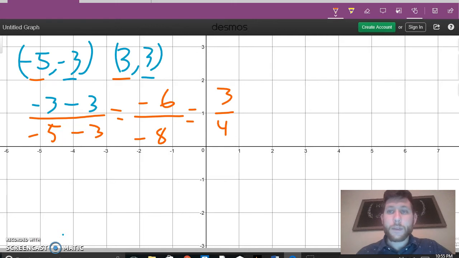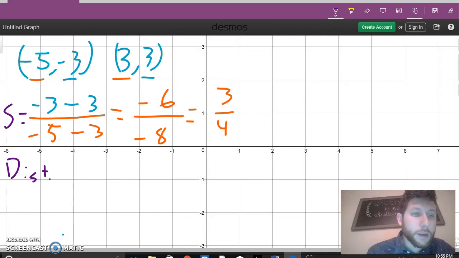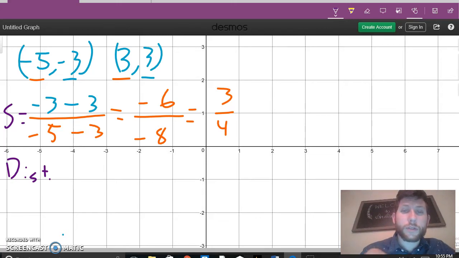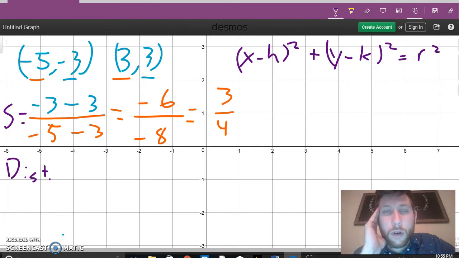Alright, let's look at our distance. So that was slope. Okay, let's find distance. Our distance is, now remember I should have that formula up on the board, and if I don't, here's the formula for distance. Actually, let's go ahead and do that up here. (x - h)² + (y - k)² = r². And you'll get that formula, we have a test on Friday, okay? And we're going to get that formula for that test.